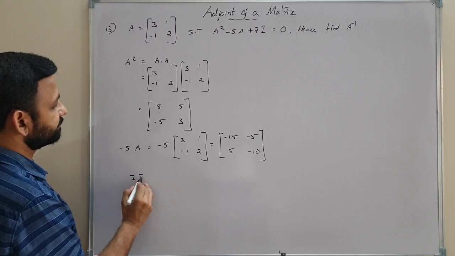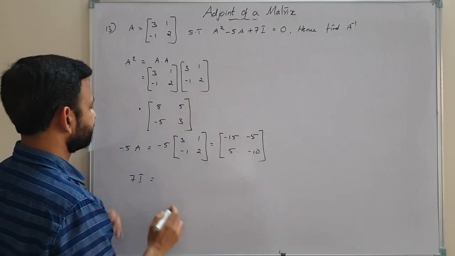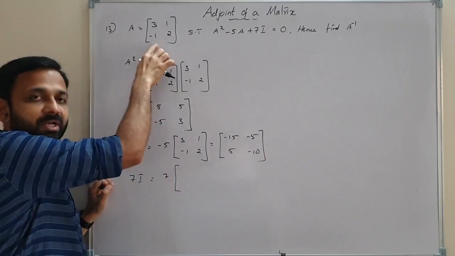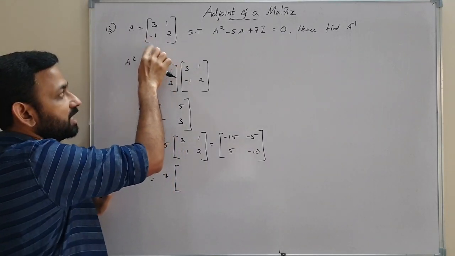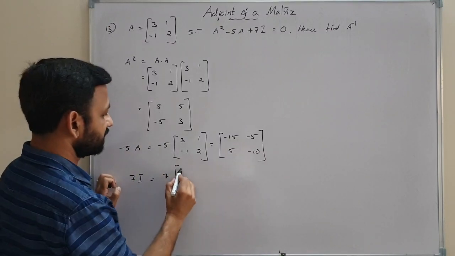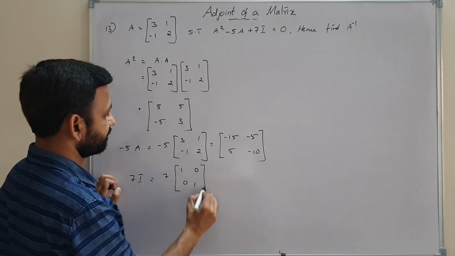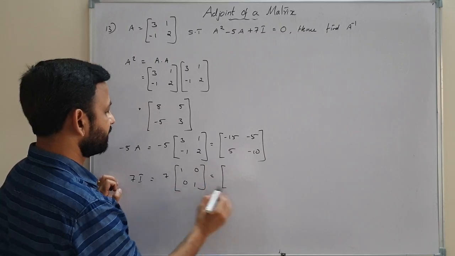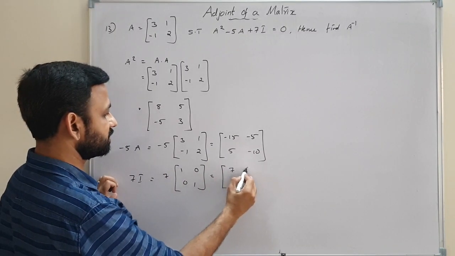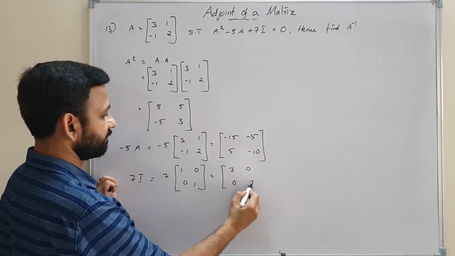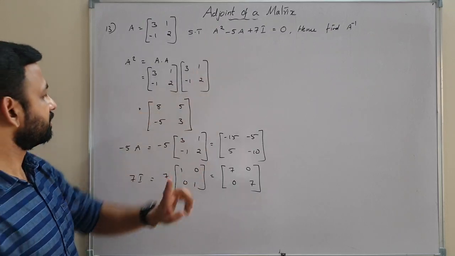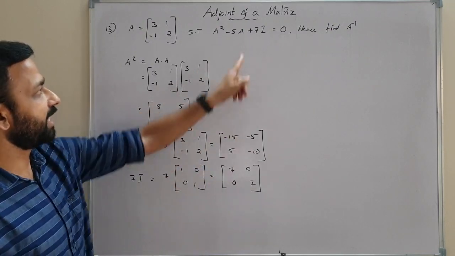Then 7I, that is the third matrix. That is 7 into the identity matrix of order 2 here. If it is a 3 by 3 matrix, we will take an identity matrix of order 3. So here 1, 0, 0, 1. We can take 7 inside, so 7, 0, 0, 7. So now we got all the 3 terms: A square we got, minus 5A we got, and 7I.